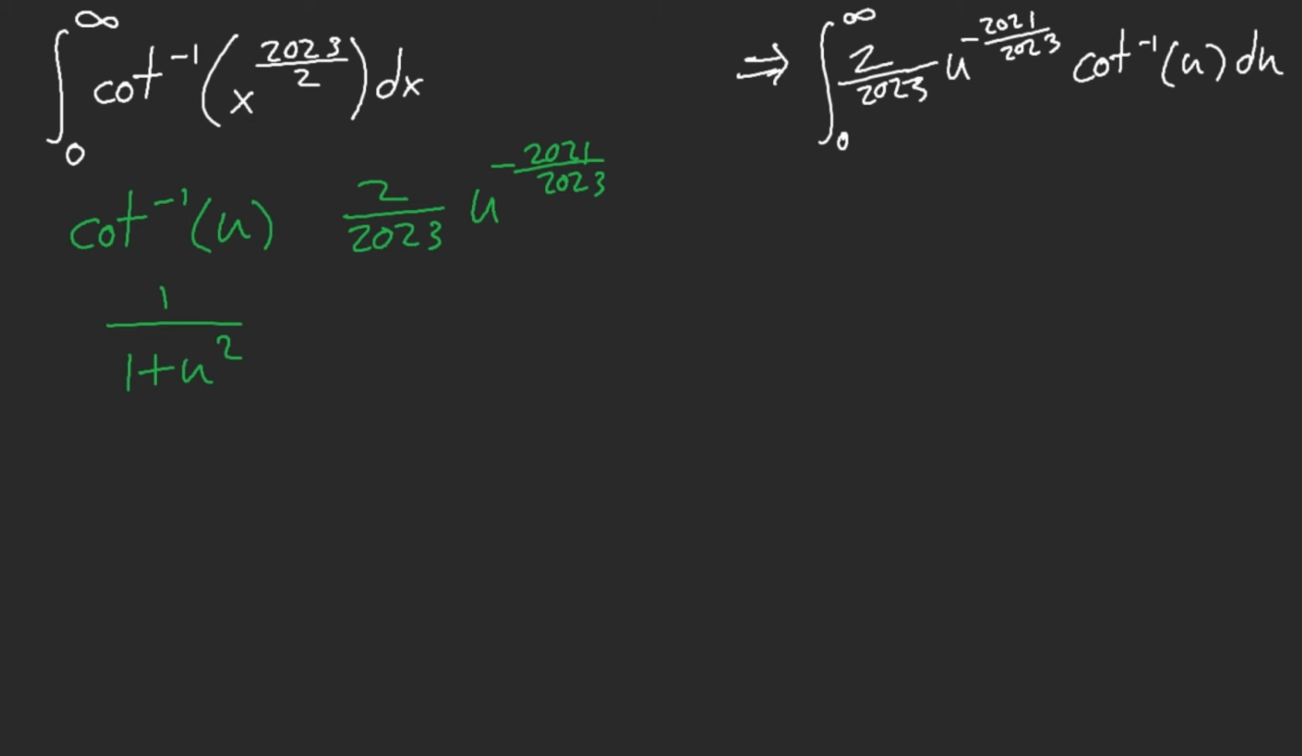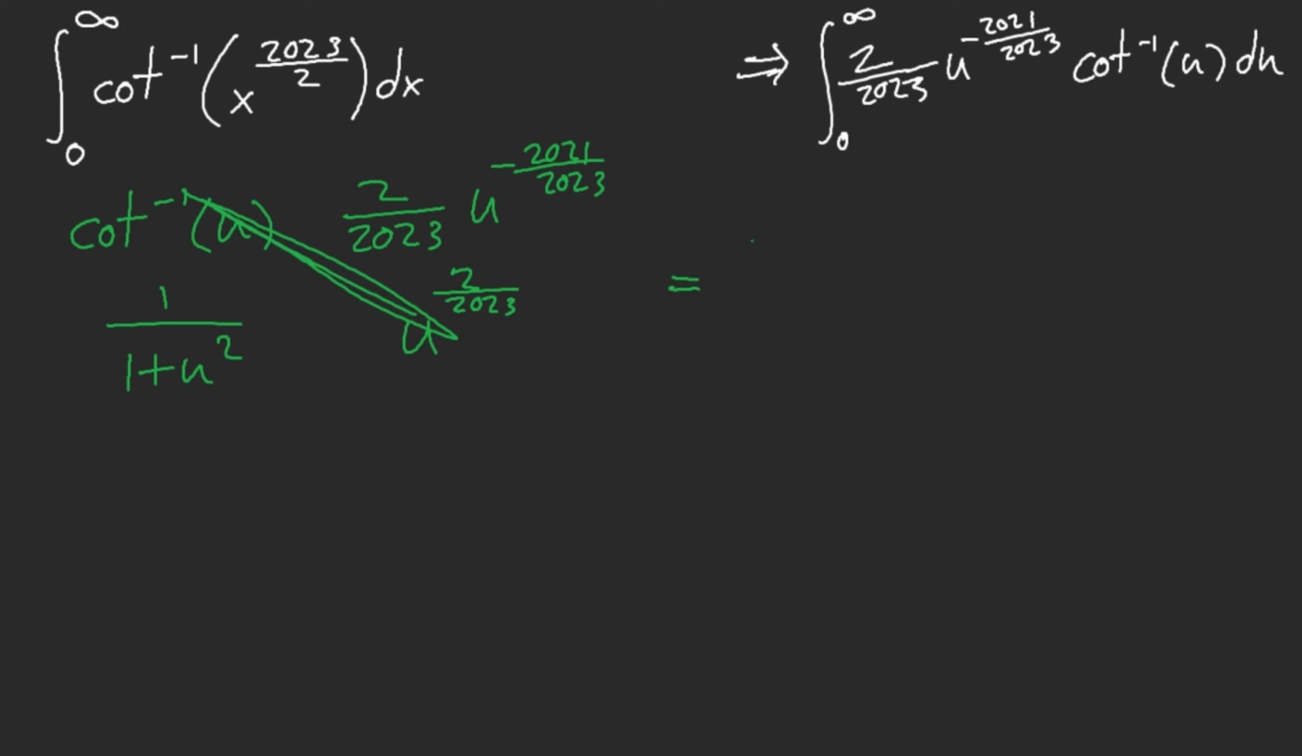And then here, this came from this, right? So u to the power of, I'm sorry, it was 2 over 2023, because we had to derive it from our u sub. If you plug in infinity, inverse cotangent of infinity is equal to 0. And if you plug in 0, this makes the whole thing 0 as well. So this portion here is going to equal 0.